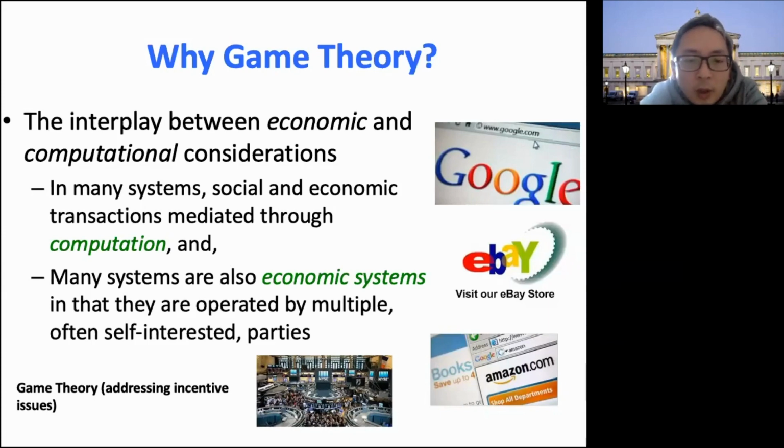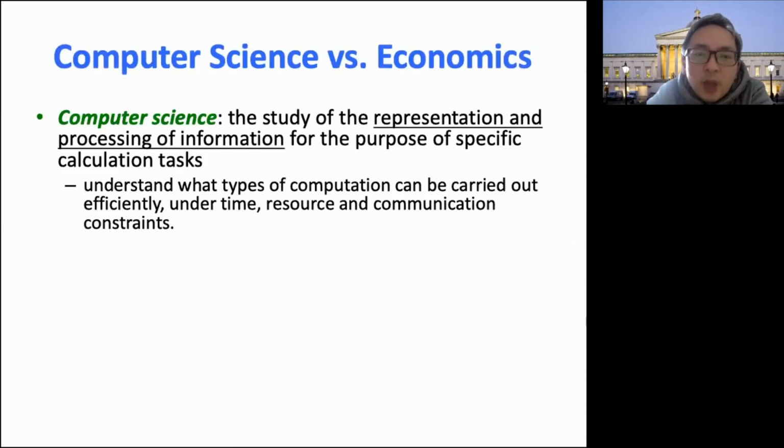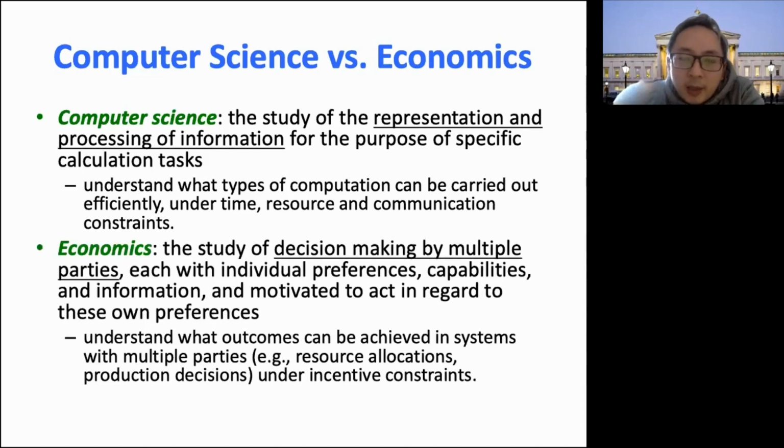So in fact, we could say those computerized systems are also economic systems, precisely because there are multiple parties and usually they are self-interested. Computer science works on the study of the representation and processing of information. But economics is really about decision making by multiple parties, looking at their preferences, capabilities, information, and motivation. So multi-agent AI needs to take into account these two aspects and combine them. It is a multidisciplinary study with economics.